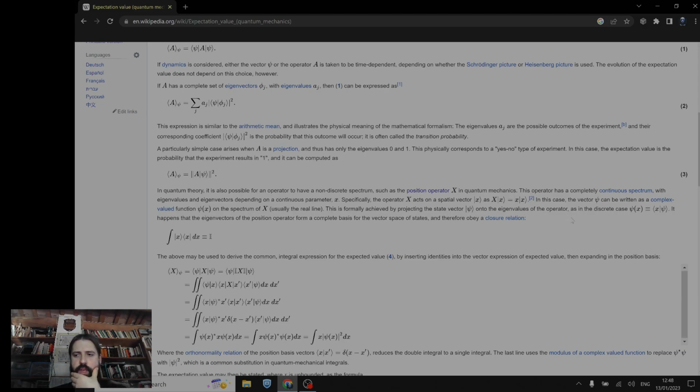As in the discrete case, it happens that the eigenvectors of the position operator form a complete basis obeying a closure relation. The above may also be used to derive the common integral expression of the expected value. So that's the integral expression. By inserting identities into the vector expression, then expanding in the position basis.